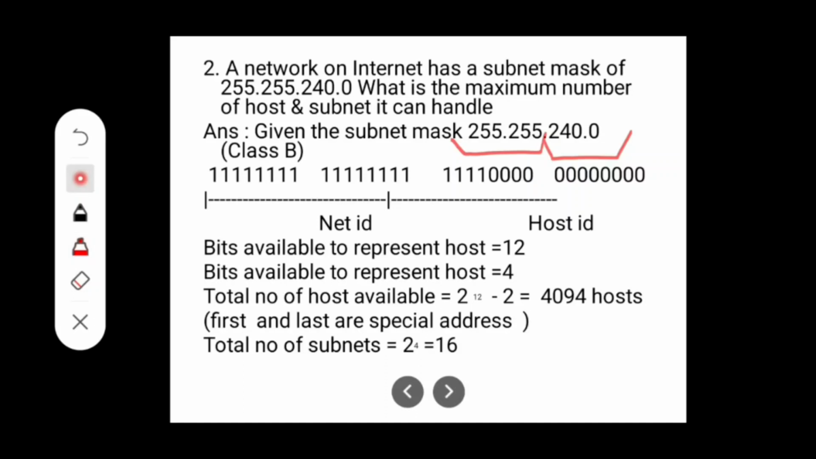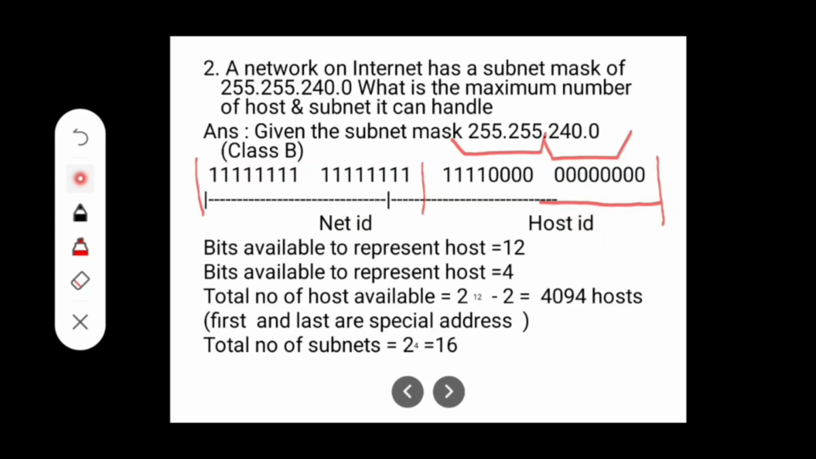Here is the binary representation. The first 2 bytes, up to this point, are the net ID, and the rest is the host ID. Clear? Hope you are clear. Now look at the question. We have classified the net ID as well as the host ID based on the subnet mask.